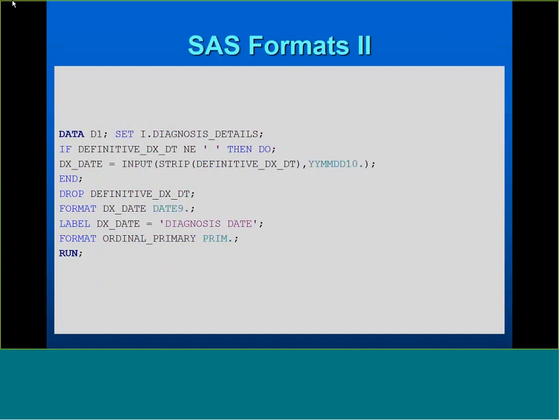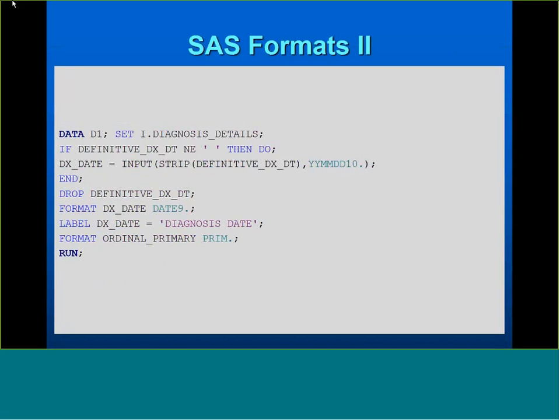And here, as I said, I eliminated people with a definitive diagnosis where it was missing or not equal to missing. So I just kept people where it was greater than missing. I converted the definitive diagnosis date into an actual SAS date, and then I dropped the definitive diagnosis date. I don't need to keep that variable anymore. But you'll notice here now I've created a format statement, and I said format dx date equals date 9 dot.